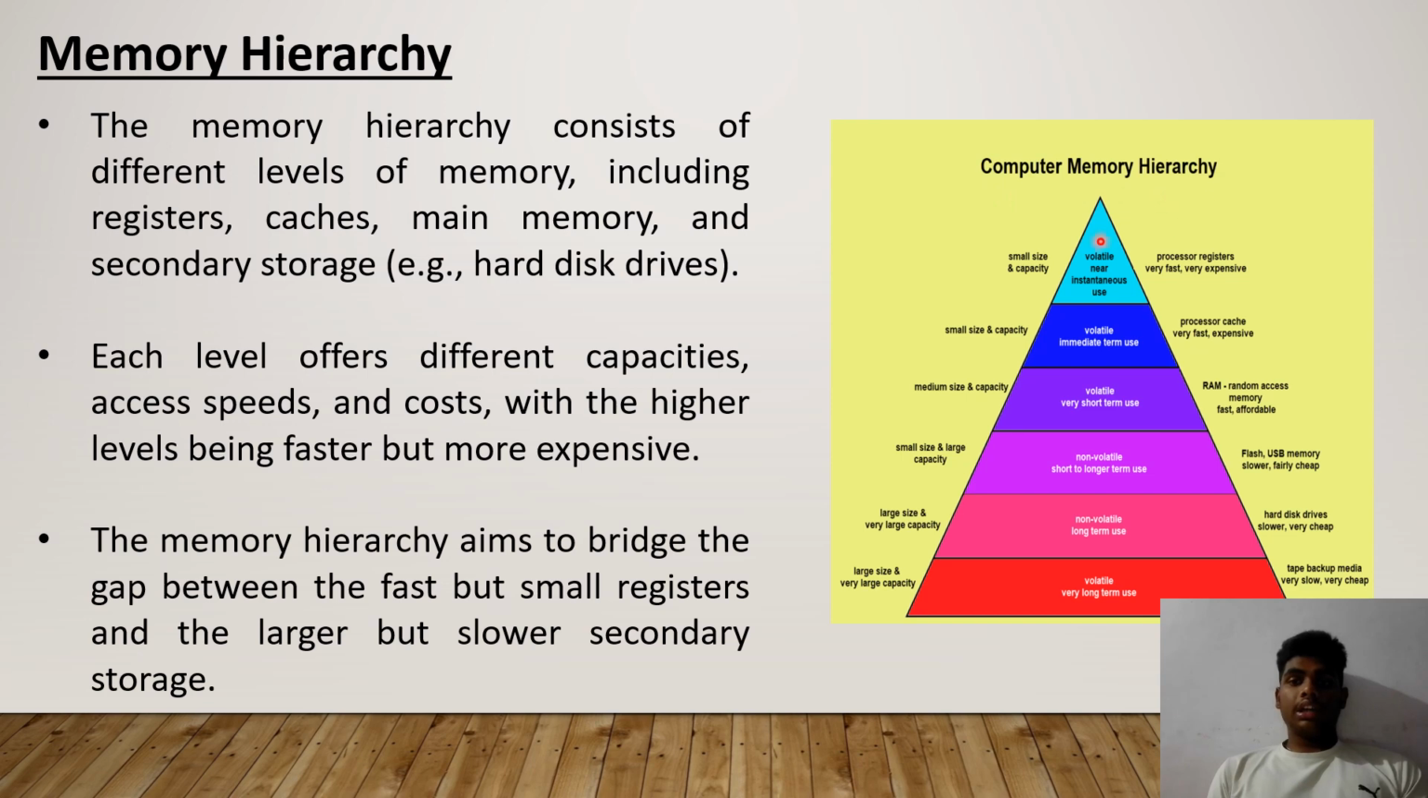Computer memory hierarchy. At the bottom, non-volatile, very long term use. Next, non-volatile, long term use. Then non-volatile, short to long term use. Then volatile, very short term use. Near the top, volatile, immediate term use. And the first of the hierarchy is volatile, near instantaneous use.